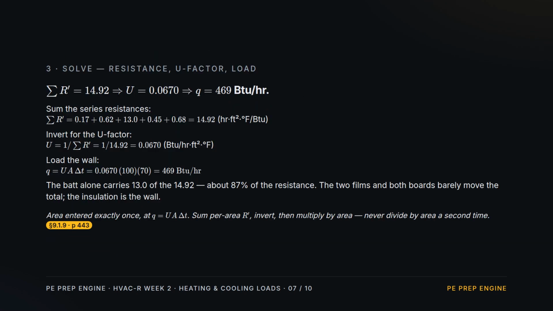Solve. Sum the 5-layer resistances, 14.92. U is 1 over that, about 0.067. The load is U times area times delta T, 469. And notice the bat alone is 13 of the 14.92, about 87% of the resistance. The films and boards barely register. The insulation is the wall.